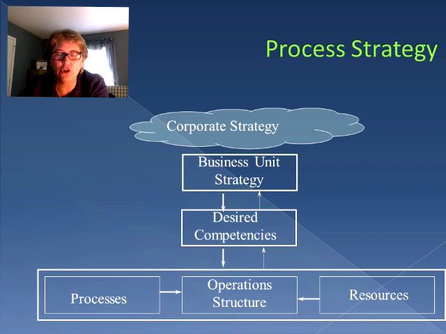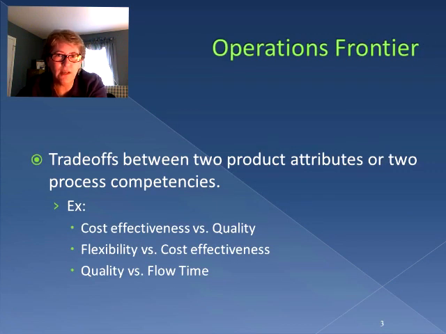Instead, what you have are trade-offs between those product attributes, and as a result, you will have trade-offs between the process competencies. Based on what the organization is trying to achieve in their products or services, that's how we decide what process competencies to pursue. This is explained in the operations frontier. It shows graphically the trade-offs between two product attributes or two process competencies. For example, the trade-off between cost effectiveness and quality, or flexibility and cost effectiveness. So why don't we take a look at that?